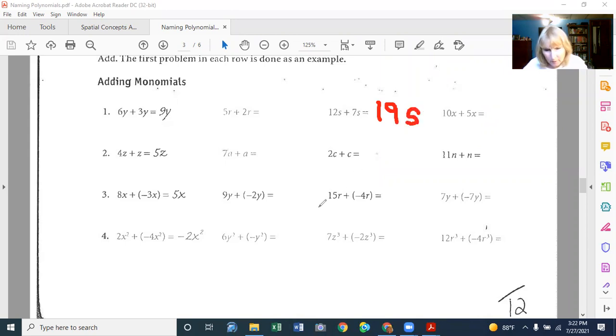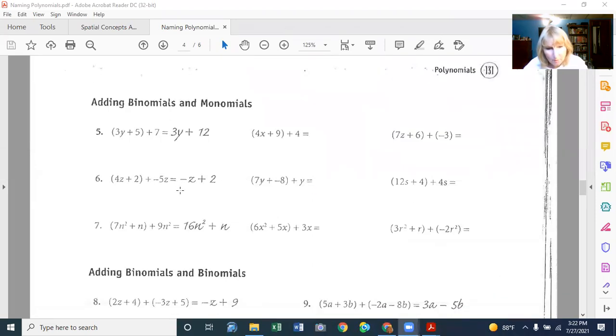Let's look at this one here. 15r plus -4r. So if you have $15 in your pocket, but you spend 4 at the store, that's the negative side of it, you have how many left? 14, 13, 12, 11, right? 11, and then r comes along, so 11r.